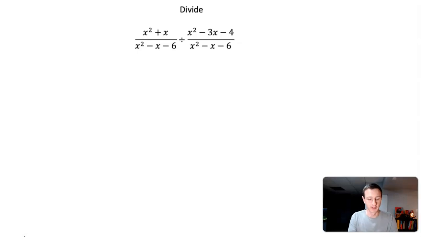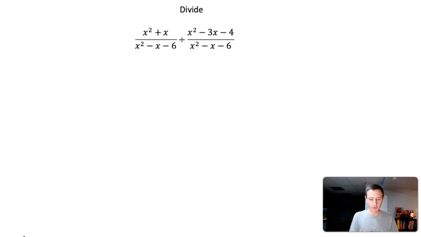Good problem. Today we have a division problem: (x squared plus x) over (x squared minus x minus 6) divided by (x squared minus 3x minus 4) over (x squared minus x minus 6). So we have a lot happening right off the bat. I have division of rational expressions.